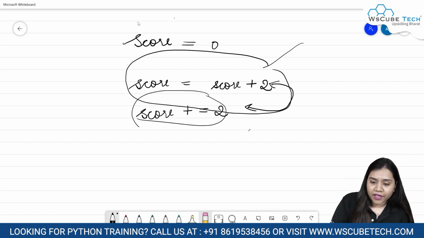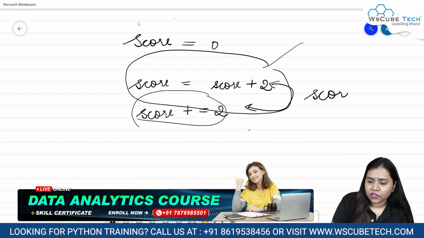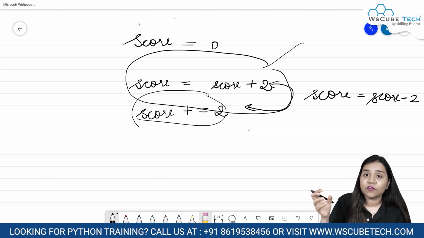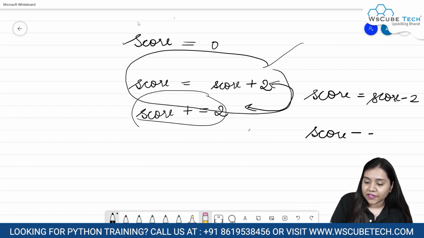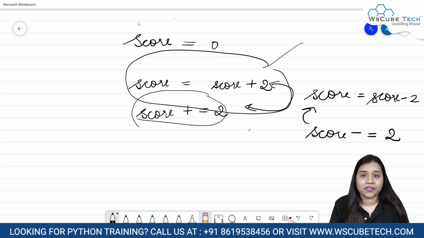Similarly, if we have minus, suppose we touched an obstacle, we write it in this way that score is equals to score minus 2, right? So instead of writing score is equals to score minus 2, that means instead of decreasing it in this way, all you can do is write score minus is equals to 2. It will do the same thing, but it will just reduce your time. You can use a shorter statement instead of writing score is equals to score minus 2.